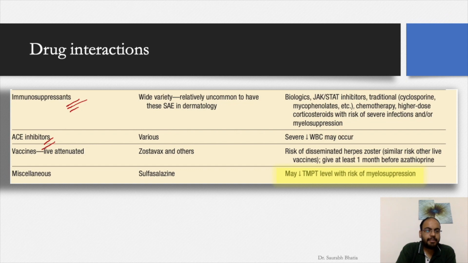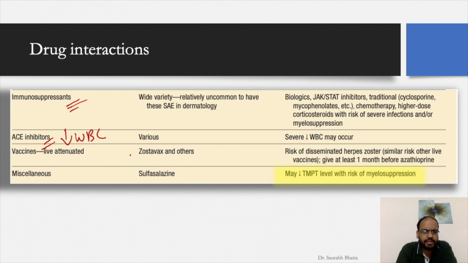ACE inhibitors may potentiate leukocytopenia. Okay, so a decrease in WBC count, which is also seen in azathioprine, can be seen when it is combined with ACE inhibitors. It's always a good idea to take a good drug history when you're using any drug, especially an immunosuppressant, and mention that in the card.